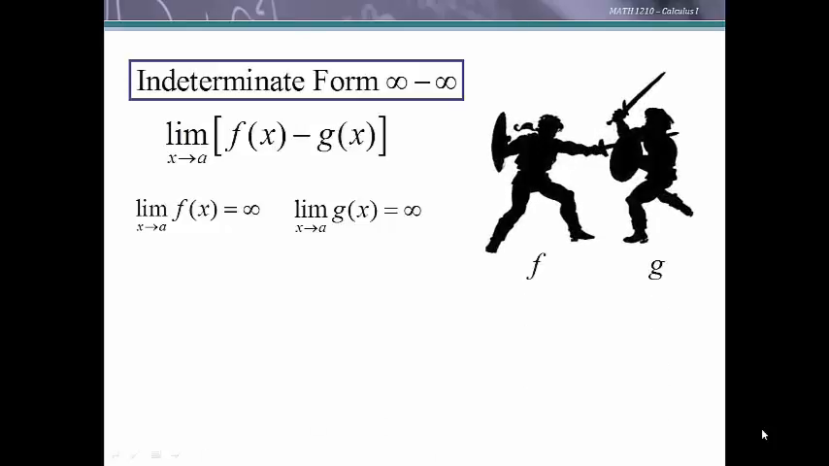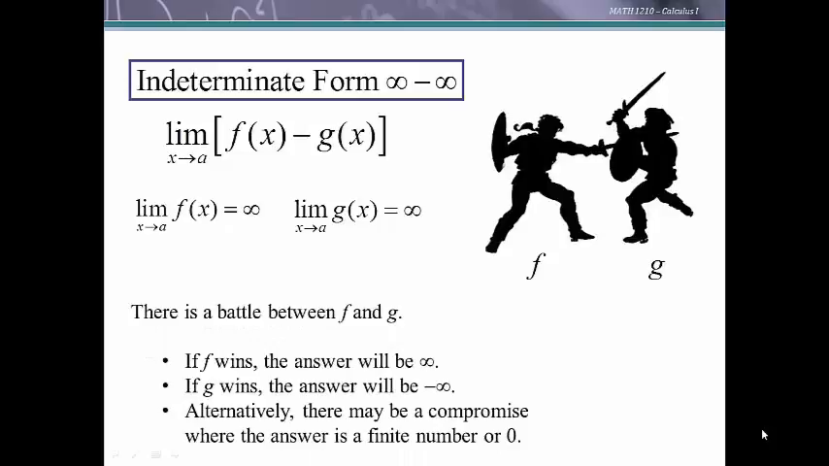Which one dominates? Again, if f wins, then we'd have infinity. If g wins, we would get negative infinity, but there could be a compromise and get some kind of a finite number, or we really could get 0. Infinity minus infinity may be 0. So it just depends. We cannot directly use L'Hopital's rule, so let's see what we could do.